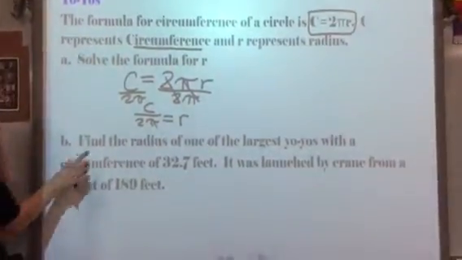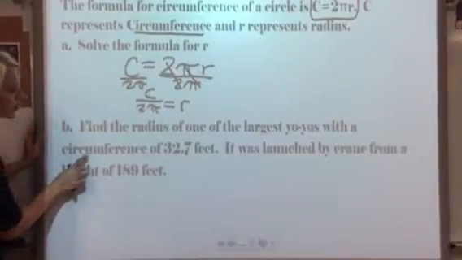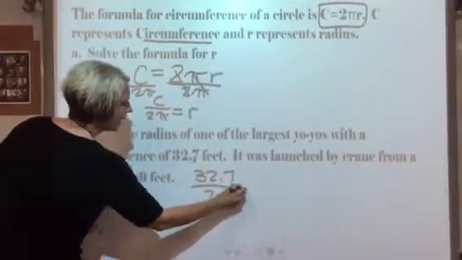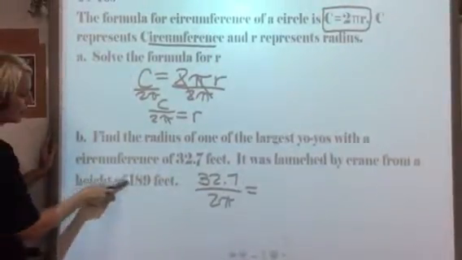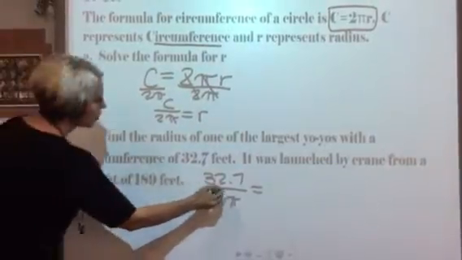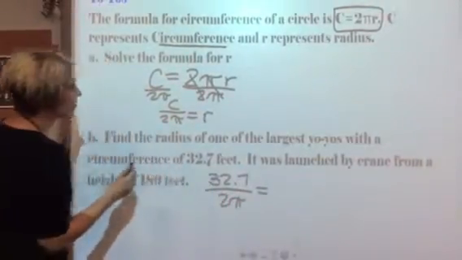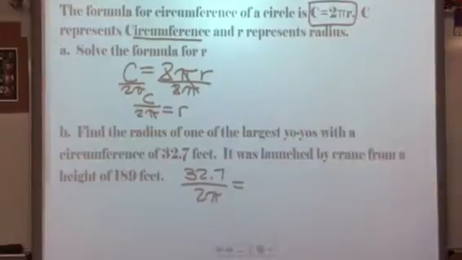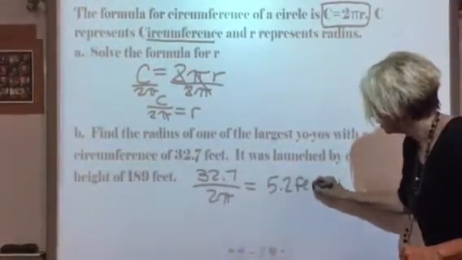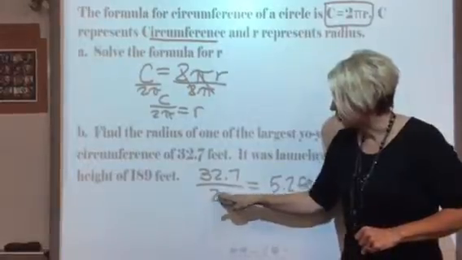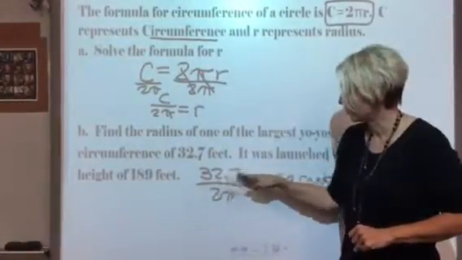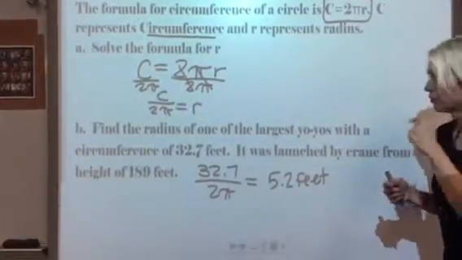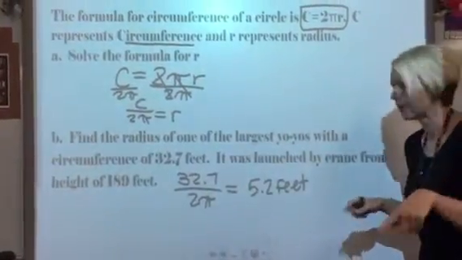So let's try this example. Find the radius of one of the largest yo-yos with a circumference of 32.7 feet. So I'm going to put that in for circumference. We're going to divide that by 2 pi. It was launched by a crane from a height of 189 feet. So you do the division, and it looks like it's about 5.2 feet. You're going to have to do 2 times pi first, and then take 32.7 divided by the 6.28-ish to get this. So try that on your calculator to see if you agree. Now you have one real world problem you're going to do in your notes right now.